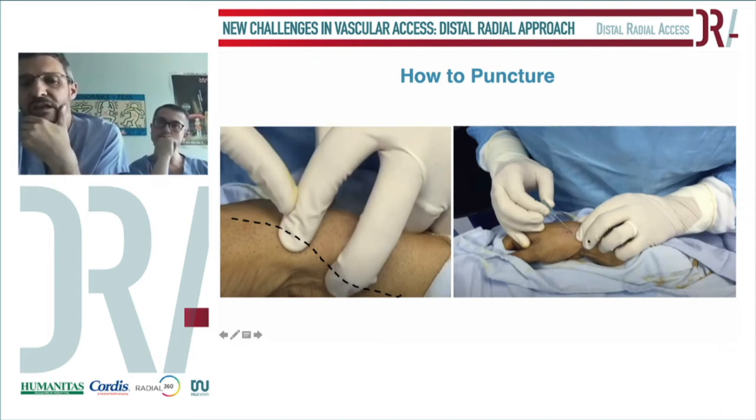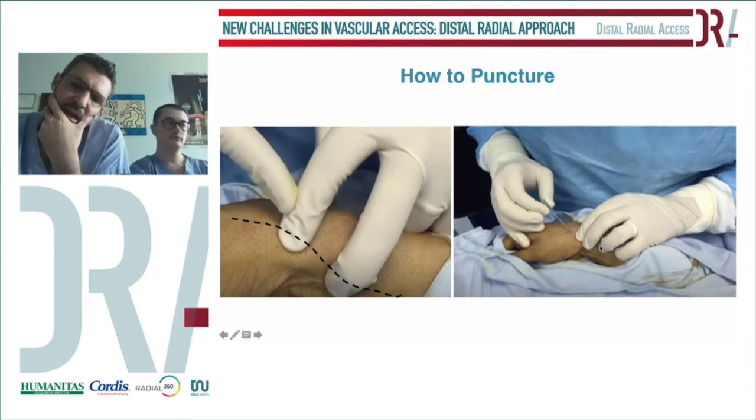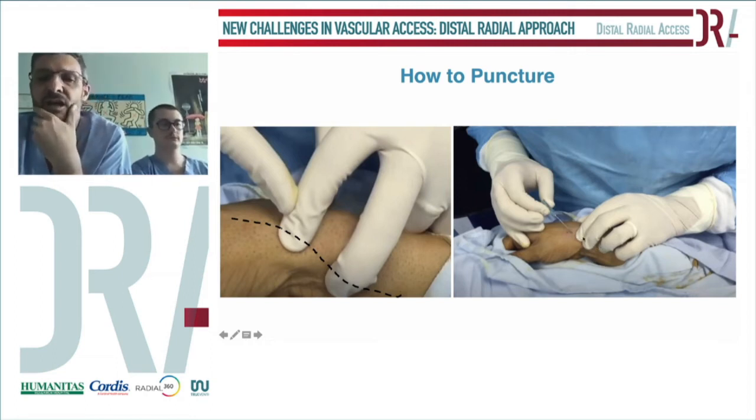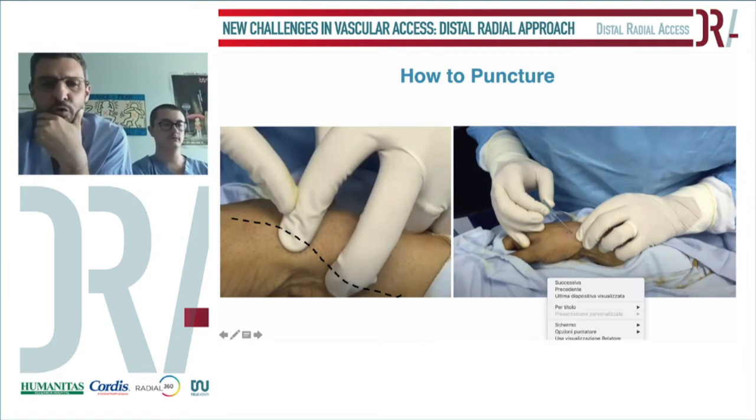Some operators used to follow with his or her finger the course of the vessel, even at the forearm, just to have a better idea of the vessel course, to direct the needle in the proper direction. It depends on your learning curve, or it depends on your personal discretion.